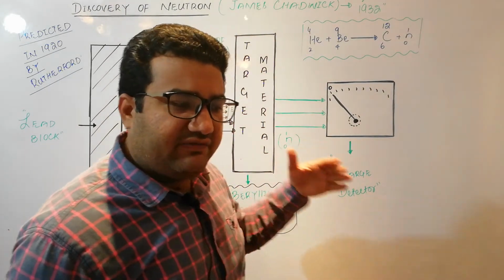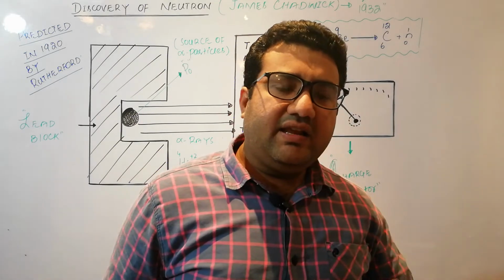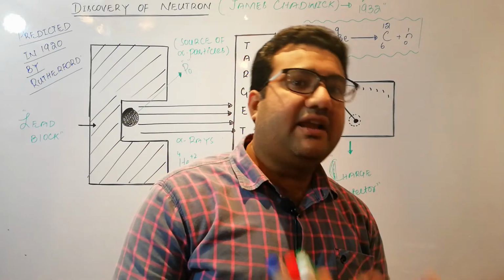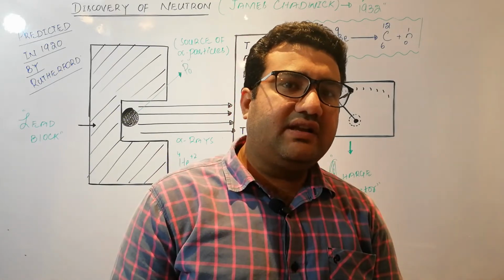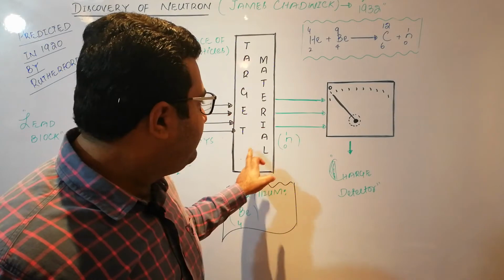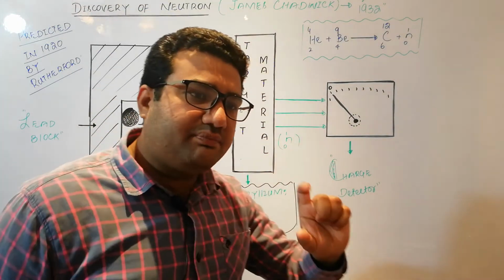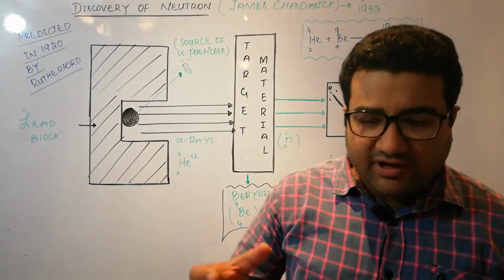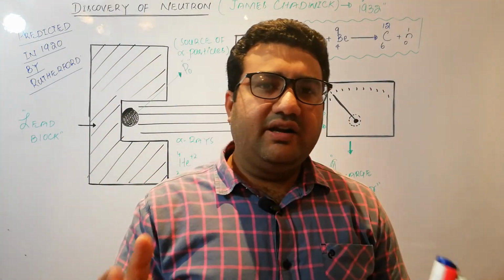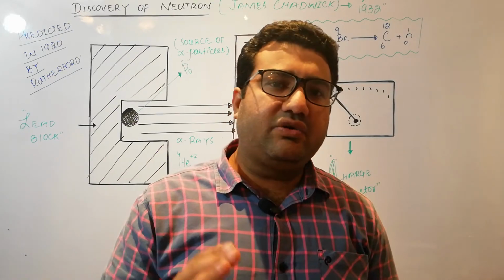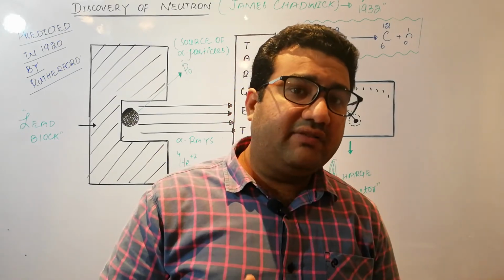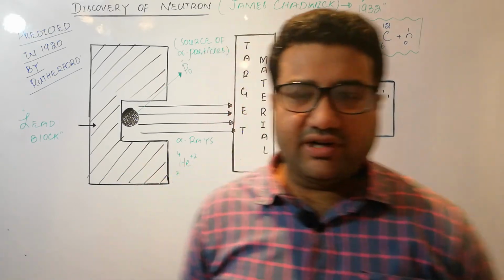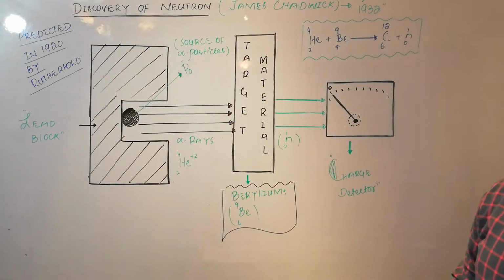Chadwick and other scientists believed that these are not new particles, but actually gamma rays. But later on, it was revealed that beryllium doesn't emit gamma rays, but particles which, due to their neutral nature, were called neutrons. What were those properties that differed between gamma rays and neutrons, and because of which we could identify that these are not gamma rays but neutrons? I will discuss those properties after some time.